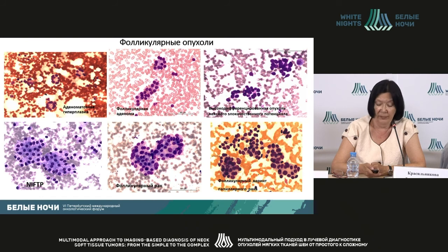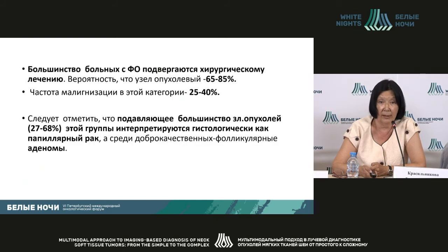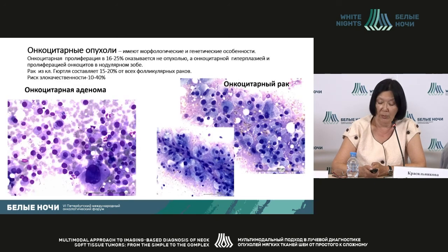And here on one slide you can see different forms of nosology. To the left, hyperplastic goiter, in the center on top, follicular adenoma. To the right, a highly differentiated tumor of unclear malignant potential. At the bottom, follicular cancer and follicular variant of papillary cancer. Most of the patients of category 4 do undergo surgery. The malignization risk is from 25 to 40%. I'm running short of time.